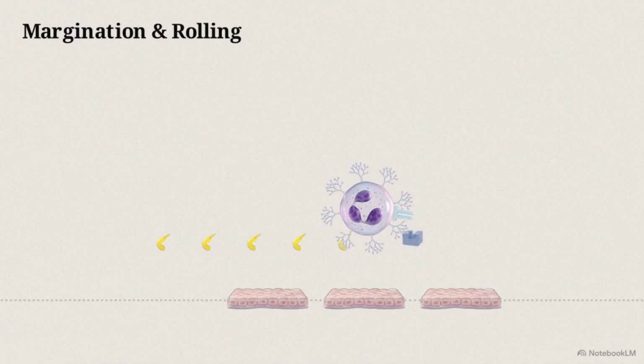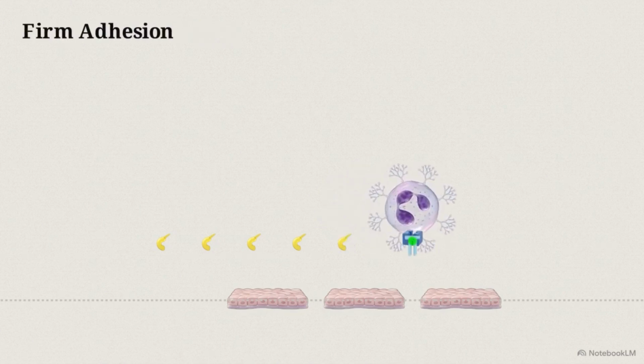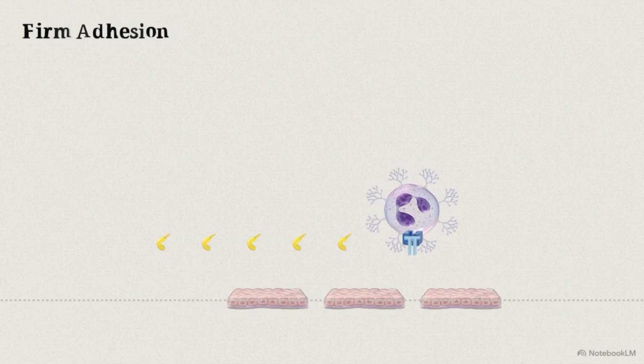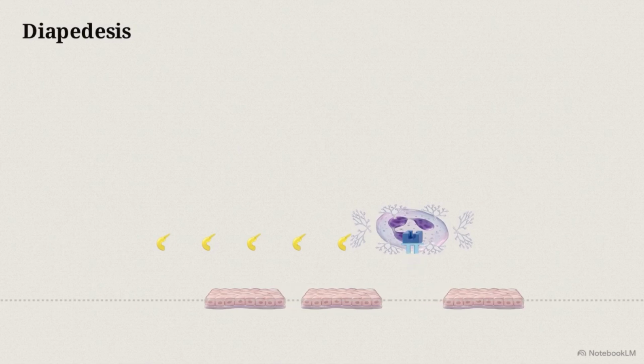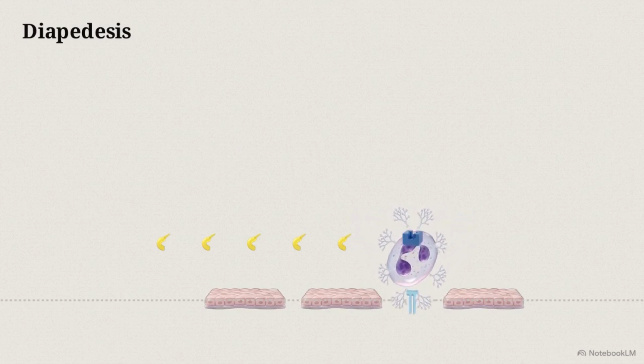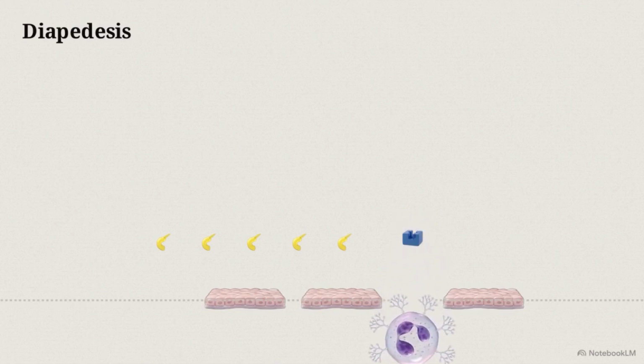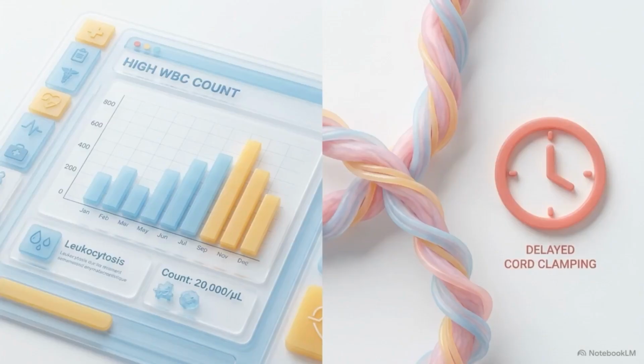The leukocyte requires a secondary anchor. It abruptly halts when beta-2 integrins on the leukocyte, specifically the CD18 subunit, form a rigid structural lock with ICAM1 receptors on the endothelial surface. This is firm adhesion. Only after this firm lock is established can the leukocyte execute diapedesis. Using a protein called PECAM1 or CD31, the cell physically squeezes through the paracellular junction, dissolving the basement membrane to enter the infected tissue.